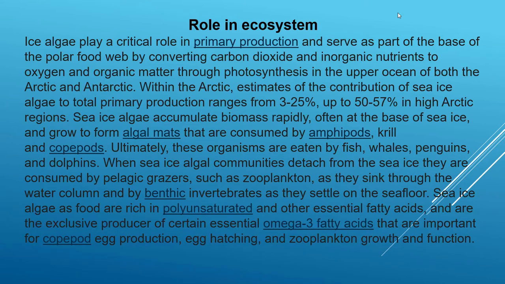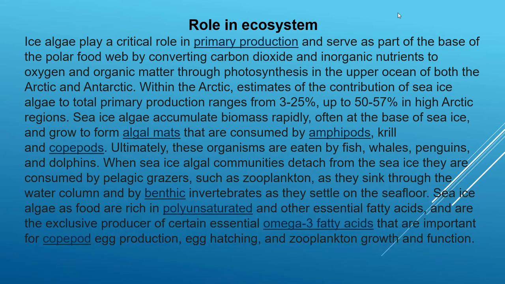Sea ice algae accumulate biomass rapidly, often at the base of sea ice, growing to form algal mats, which are consumed by amphipods, krill, and copepods. Amphipods are another group of crustaceans. Ultimately, these organisms are eaten by fish, whales, penguins, and dolphins, depending where you've been. Penguins, obviously, in the Southern Ocean.